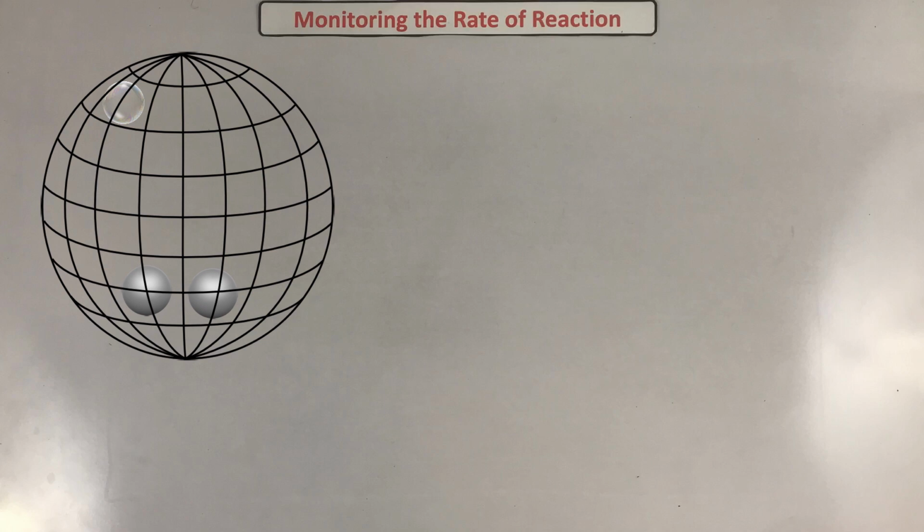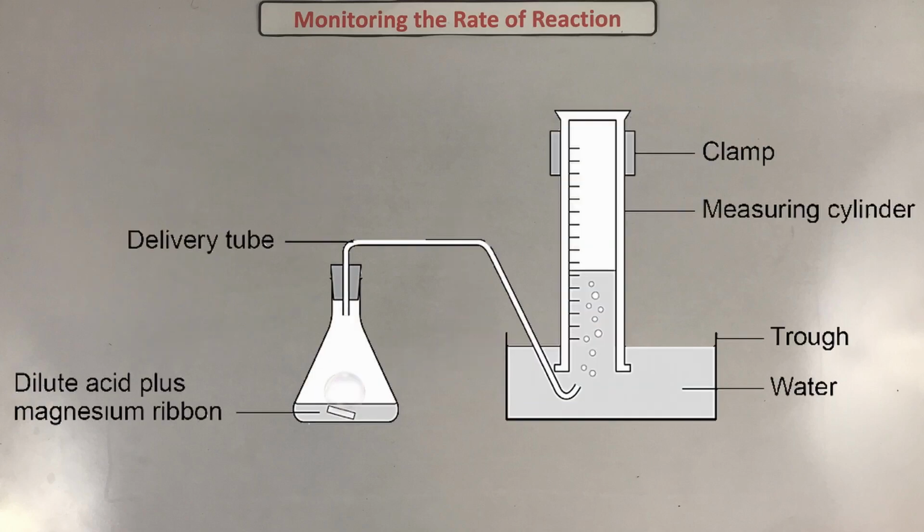In reactions that produce gas, you could also collect the gas and measure how quickly you collect a certain volume of gas over a regular time interval. The less precise way of doing this is using an inverted measuring cylinder and a trough. As the gas is produced, it will displace the water, and you can use the new water level to measure the amount of gas you've collected.